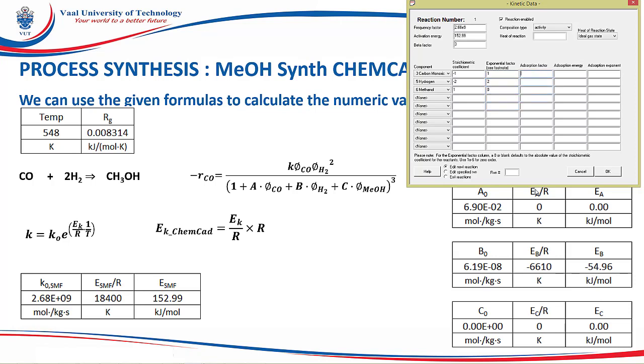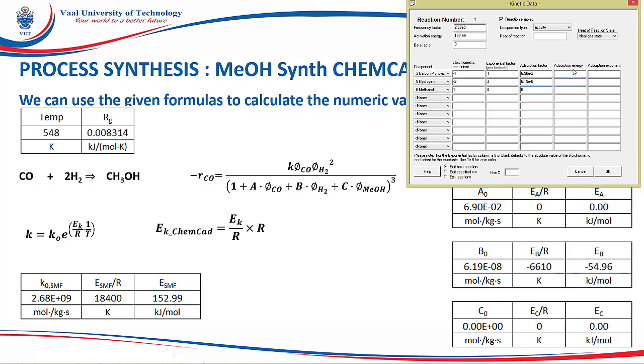The absorption factors are these terms here. You can enter them all. For carbon monoxide, it's 6.90 exponent -2. For methanol, sorry, for hydrogen, it's 6.19 exponent -8. For methanol it is given as 0, so we can leave that out.